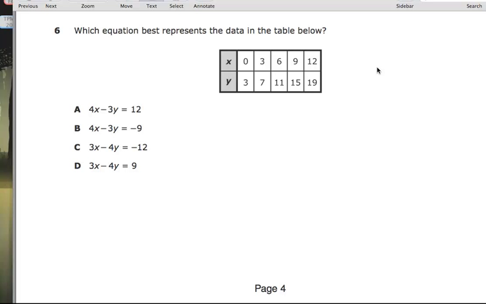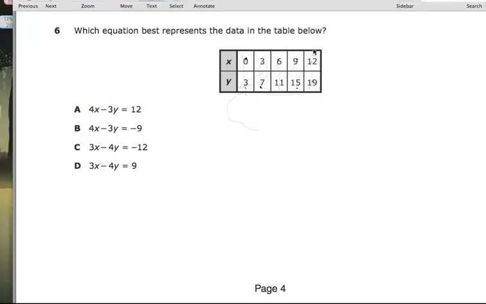Okay, so you have 5 different sets of numbers that you can look at. I have if x is equal to 0, y is going to be equal to 3. When x is 3, y is 7. When x is 6, y is 11. When x is 9, y is 15. And when x is 12, y is 19.